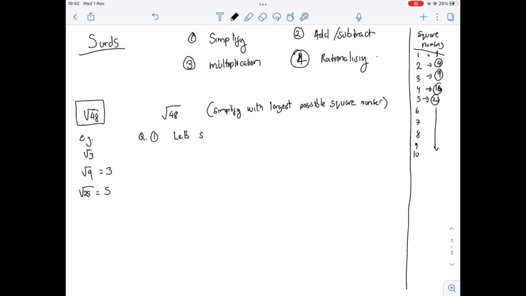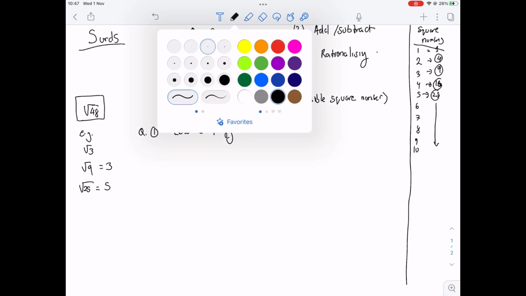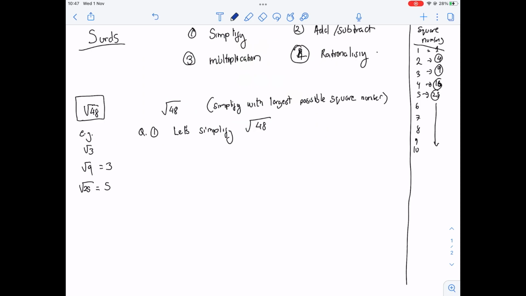So, question 1. Let's simplify root 48. First of all, I'm going to get some color going for us now, just so we can brighten up our notes and stop making it look so gloomy. So simplify root 48. Remember, we're going to simplify with the largest possible square number. I've got to think of what is the largest number out of these numbers on the side that is going to go into 48.